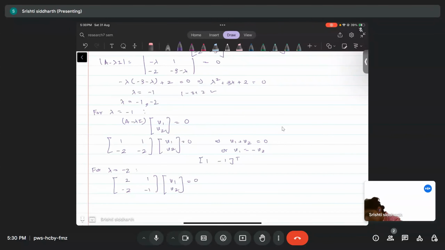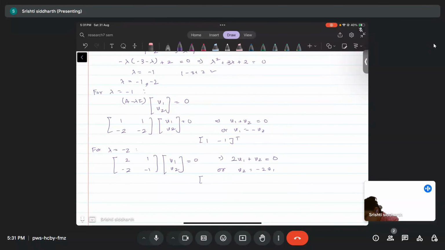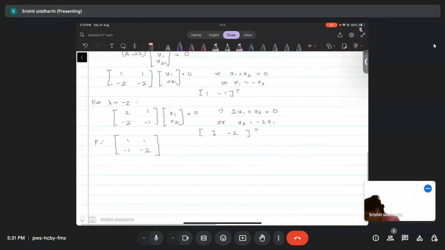So again there is only one equation, 2v1 plus v2 equals 0, or v2 equals minus 2v1. So the choice of the eigenvector can be 1 and minus 2. So we have the P matrix now: the eigenvector for minus 1 and the eigenvector for minus 2. This is a simple second order system, so we know how to calculate the inverse.